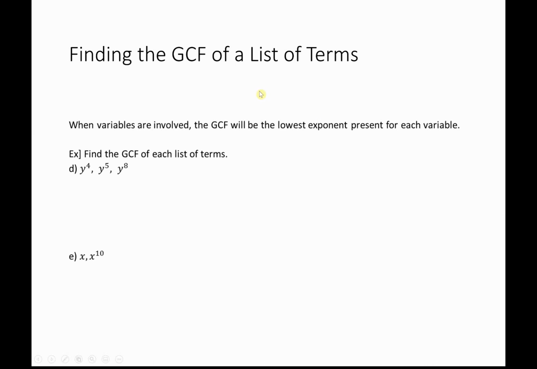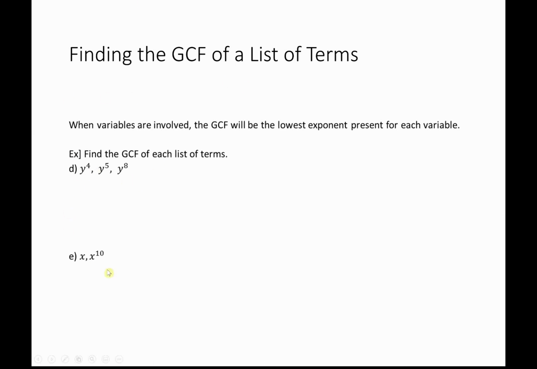Okay, so now let's switch gears over to something a little bit more challenging and find the GCF of a list of terms. When variables are involved, you're going to have to incorporate some investigation involving the variables. And how do you determine? Well, it's going to be the lowest exponent present for each distinct variable. Okay, so here are two examples.